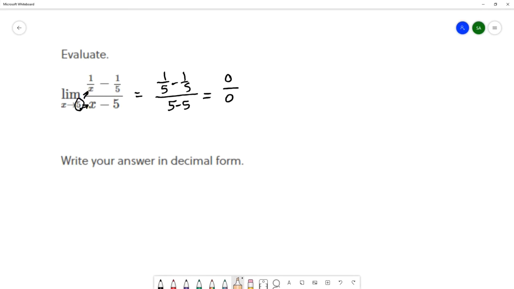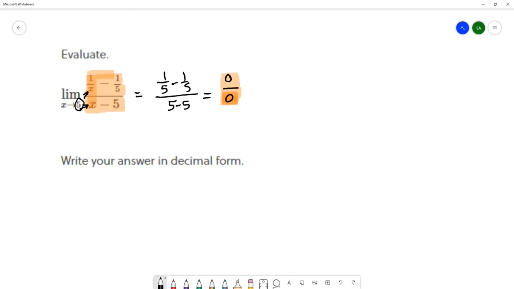But even though we didn't get an answer here, this 0 over 0 is an indeterminate form, and because we got 0 over 0, that indicates that there may be some algebraic technique that we can use to simplify this expression and cancel out the factor that's causing the denominator to be 0.